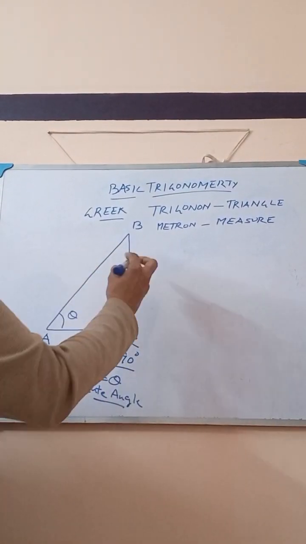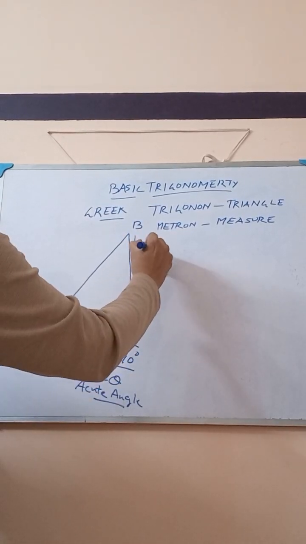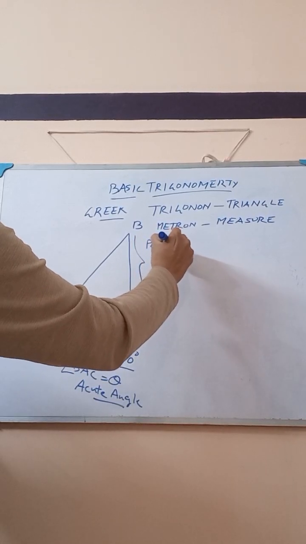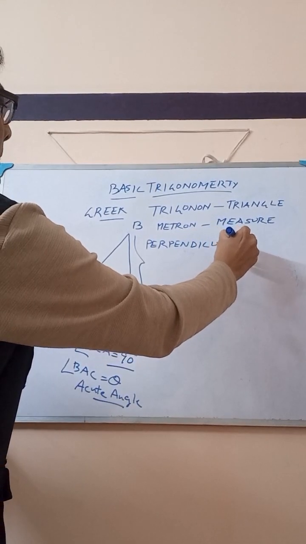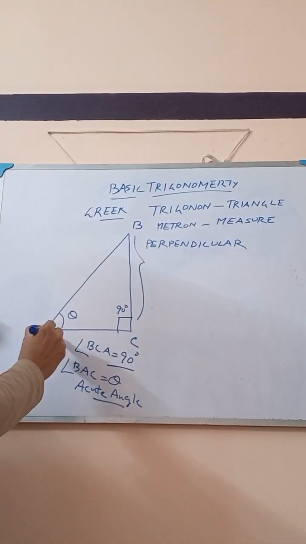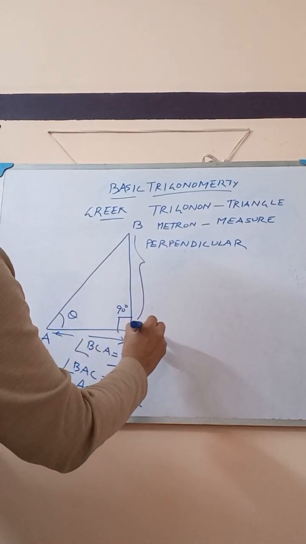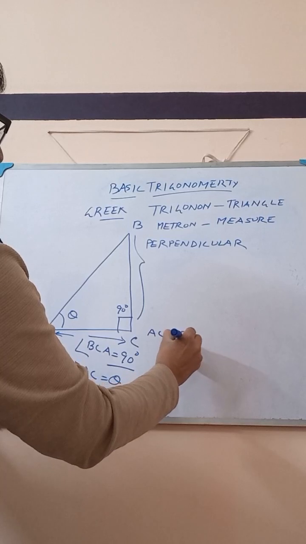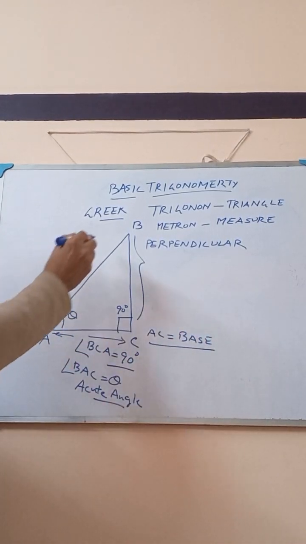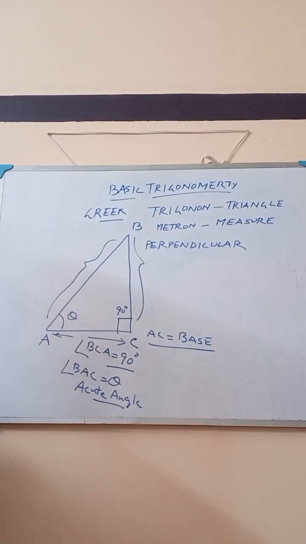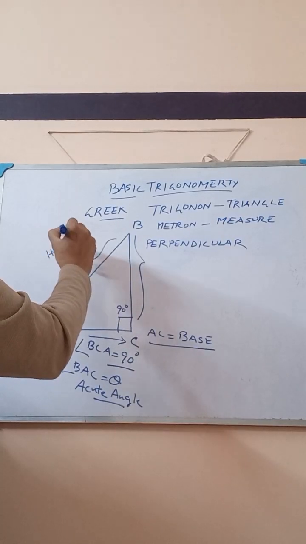Now, this side BC is known as the perpendicular. This one AC is known as the base. Okay. And this side AB is known as hypotenuse.